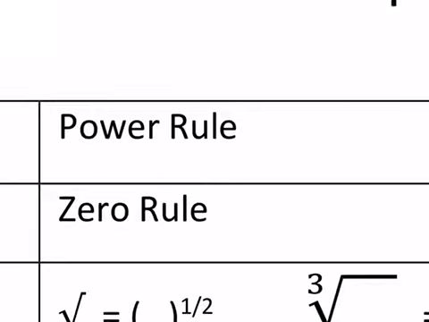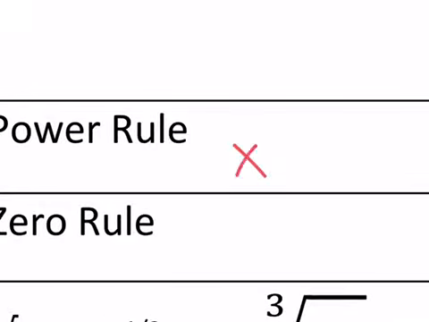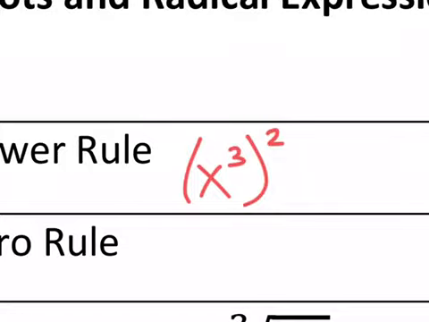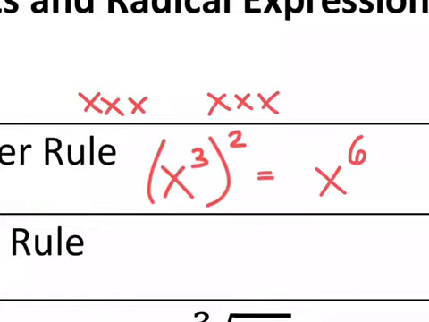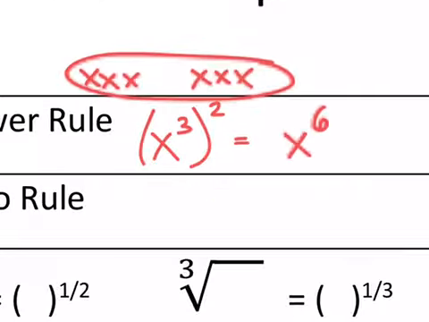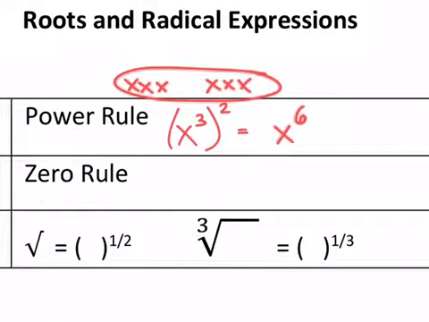Power rule is if you have, let's just say, x to the third power squared. It's called the power rule because it's kind of a power to a power. The shortcut is multiplying, so this would be x to the sixth. A picture of that would be x cubed multiplied by x cubed, and then you can see there are 6 x's. So power to a power, you multiply.